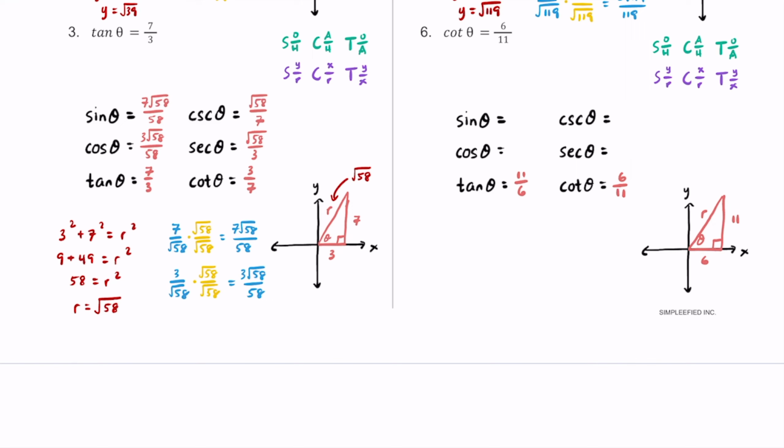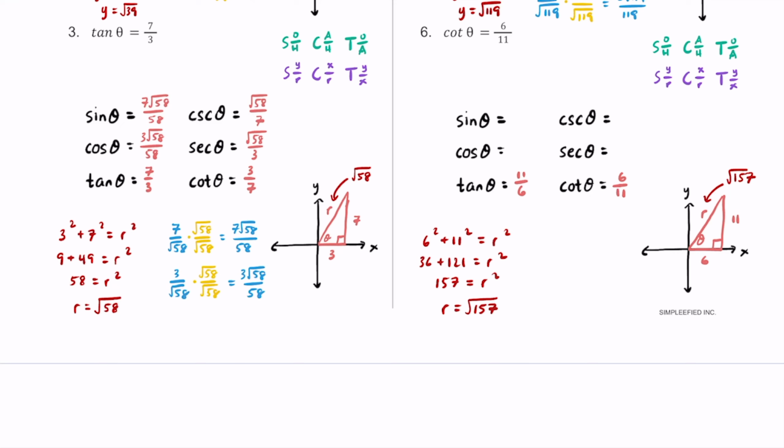And now let's see if we can go ahead and figure out what r is, right? So that we can actually find our sine and cosine ratios, which require the hypotenuse or the radius. So we can go ahead and say here that 6 squared plus 11 squared is going to equal r squared. 6 squared is 36, and 11 squared is 121. Add those together to get r squared. 36 plus 121 is going to be 157, and that's equal to r squared. And then we take the square root of both sides, r will equal the square root of 157. Now I don't think that can be simplified, so we know r is equal to root 157.